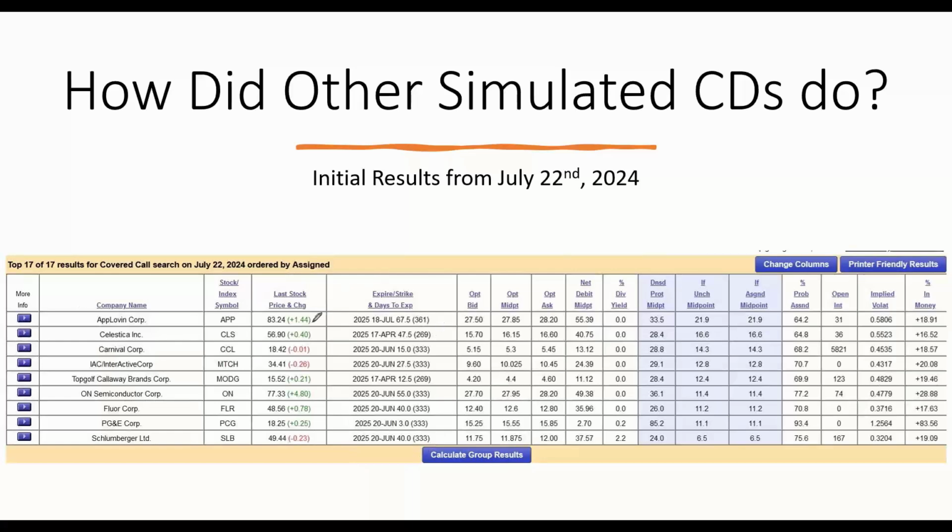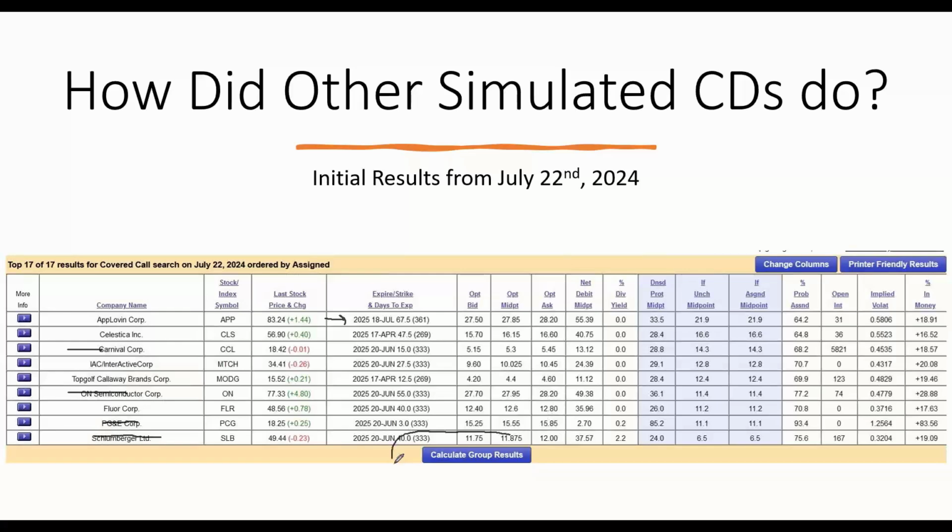Oh, there's the July one, App Loving. Okay, there was another UA. We looked at the other one. These are the top 17 results. You see the R's in there, the Carnival one, the On Semiconductor one. Schlumberger was in there. They just had earnings today. Didn't do too much, up 1.5%, 2.5%.